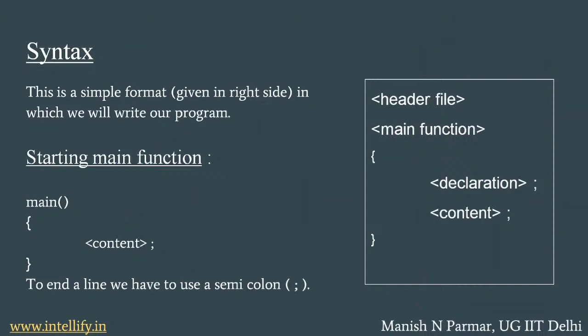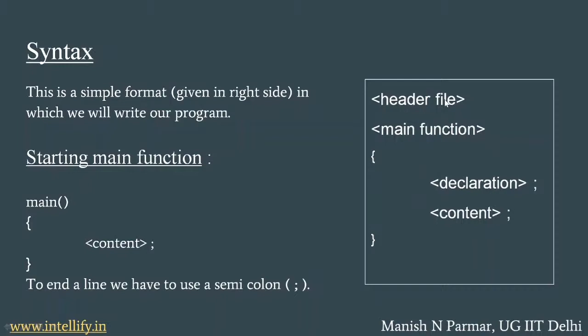Now going forward to the syntax. Here in the sidebar box you can see a simple syntax: this is the header file, this is my main function, these are curly braces, this is the declaration part, and this is the content. So this is the structure of my C program.